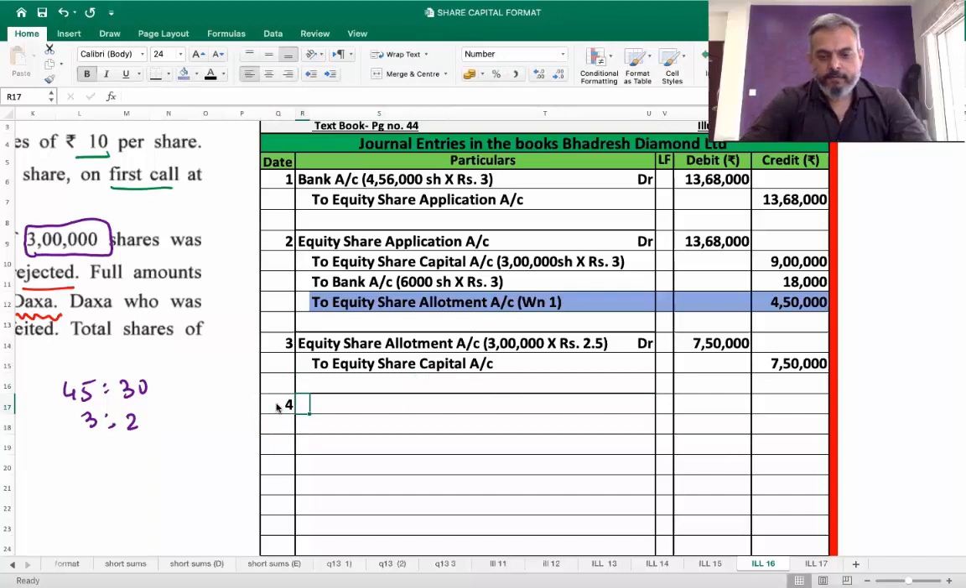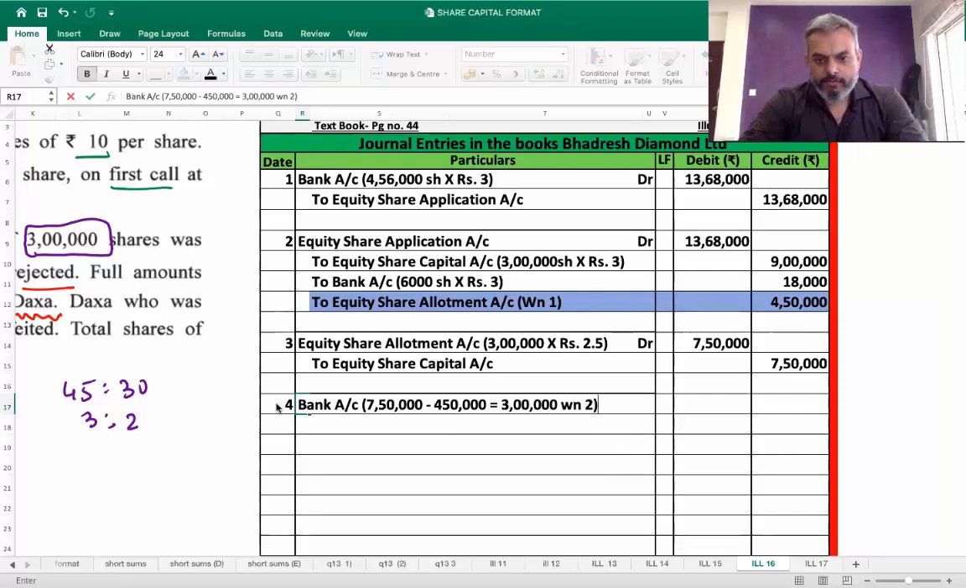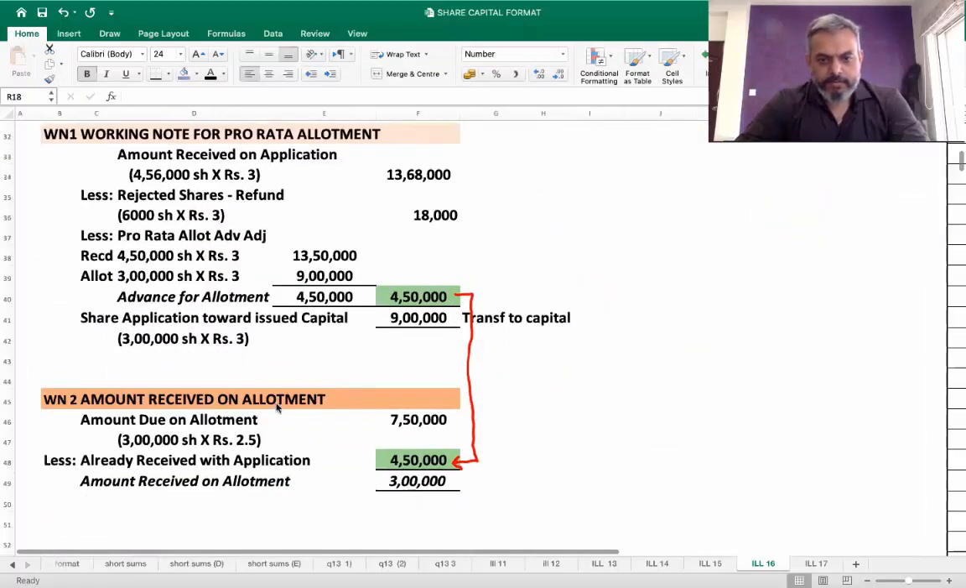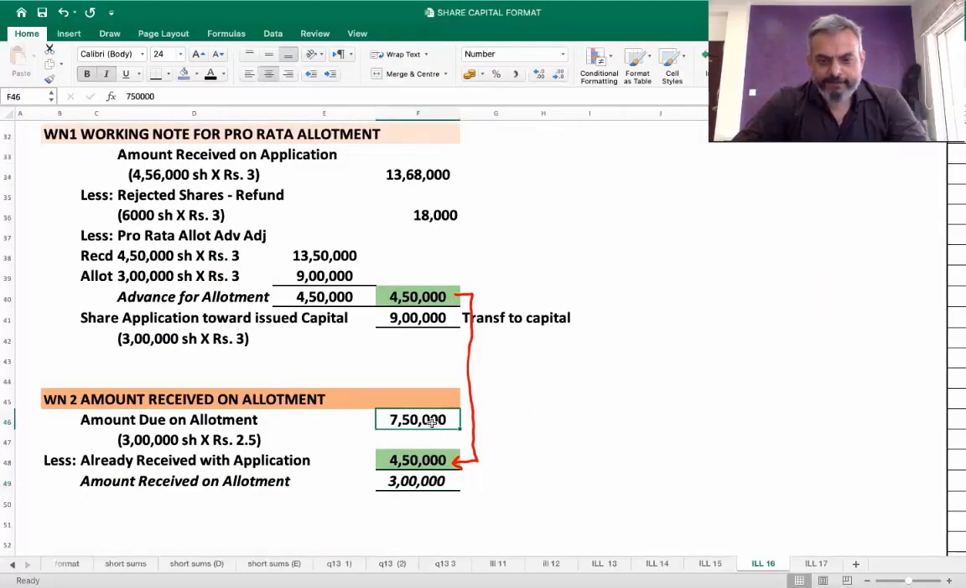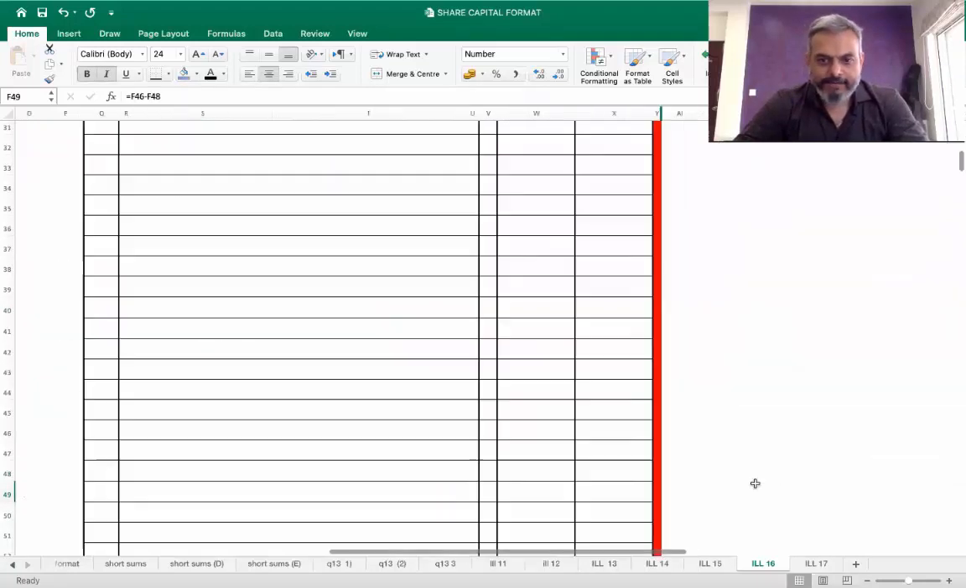Fourth, working note 2, bank account debit. Now, out of 7,50,000, we had already received 4,50,000, which is equal to 3 lakhs. Working note 2: this 3 lakh. 7 lakh 50 is what we should have received. 4 lakh 50 we had already received at the time of application. So now what will come in our hand is 3 lakhs.